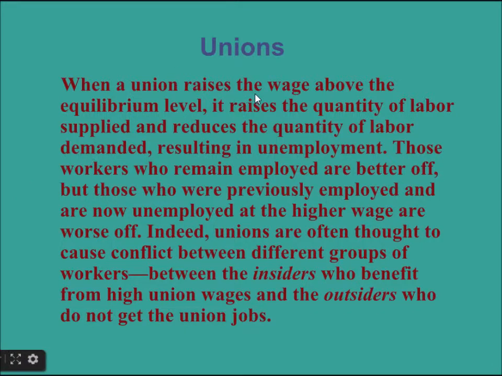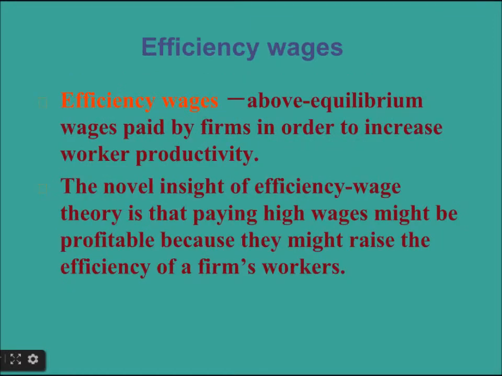Unions. When a union raises the wage above the equilibrium level, it raises the quantity of labor supplied and reduces the quantity of labor demanded, resulting in unemployment. Those workers who remain employed are better off, but those who were previously employed and are now unemployed at the higher wage are worse off. Indeed, unions are often thought to cause conflict between different groups of workers, between the insiders who benefit from high union wages and the outsiders who do not get the union wages and jobs.